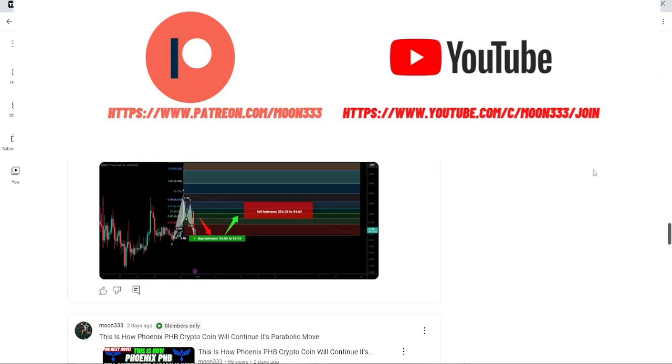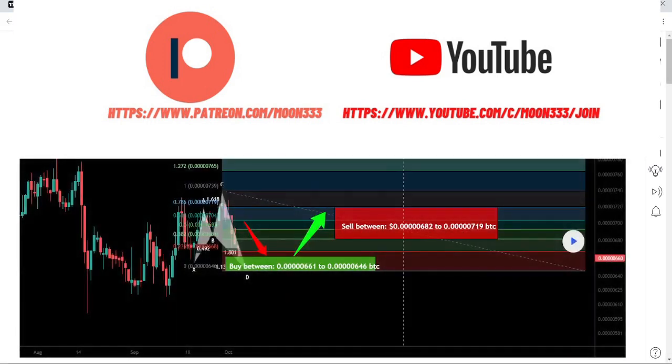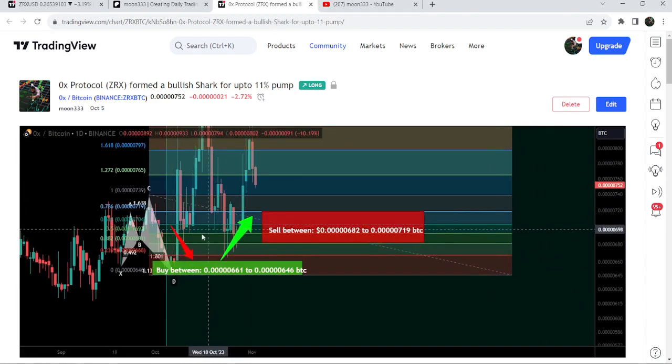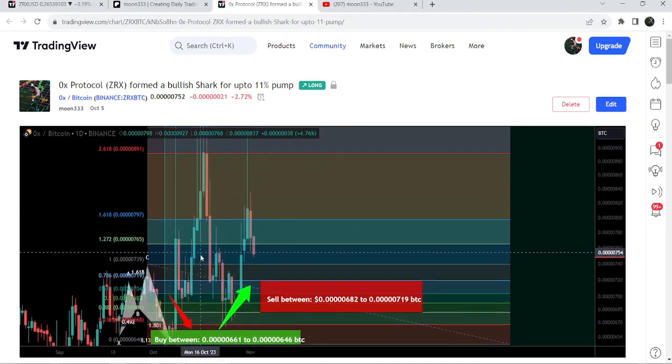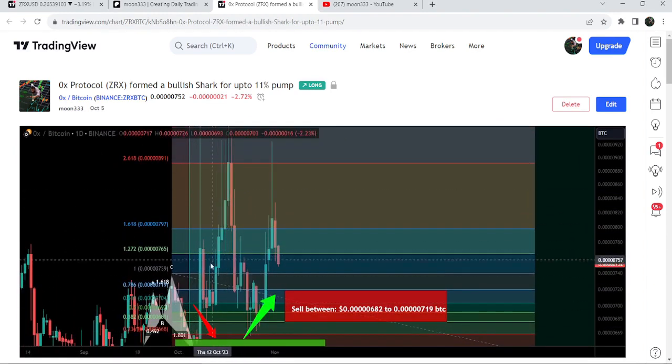Let's start the analysis. First of all, let me begin with my most recent trade signal for ZRX. That was a harmonic bullish Vs Shark pattern that ZRX formed with the Bitcoin pair on a daily time frame chart, and I shared this idea on 5th of October, 2023 with my members. If I play this chart, you can see that the price then started a very nice reversal from this buying zone and rallied beyond the sell target zone. And this was almost a 47% pump.